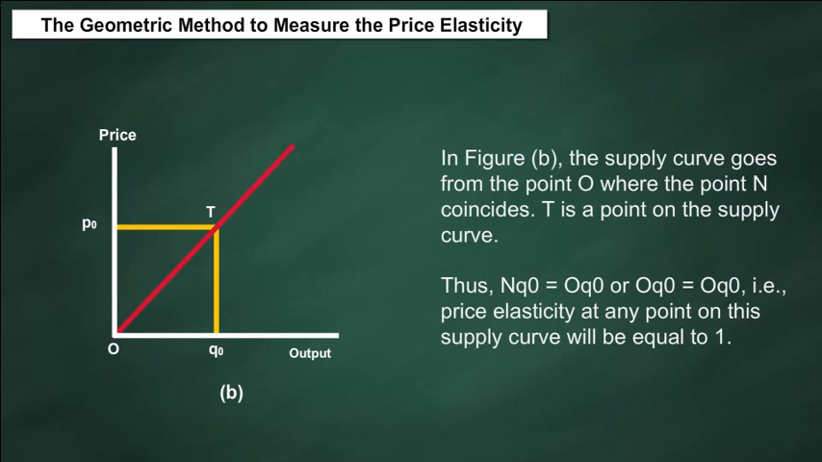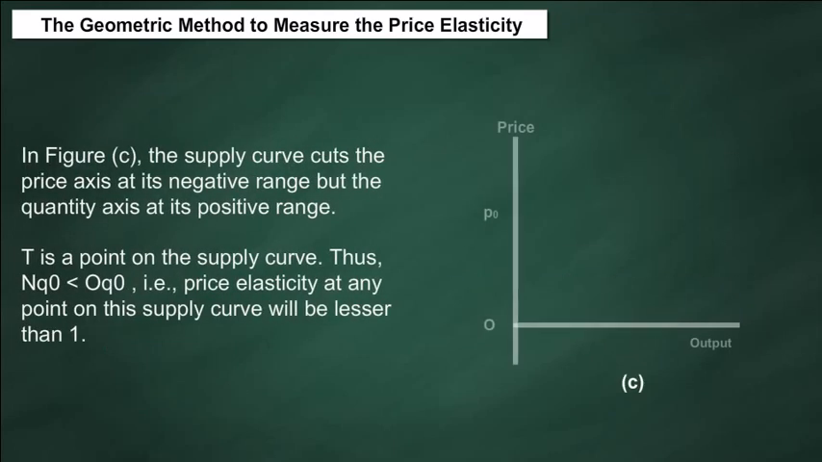Thus, NQ0 is equal to OQ0, that is, price elasticity at any point on this supply curve will be equal to 1. In figure C, the supply curve cuts the price axis at its negative range but the quantity axis at its positive range. T is a point on the supply curve. Thus, NQ0 is lesser than OQ0, that is, price elasticity at any point on this supply curve will be lesser than 1.